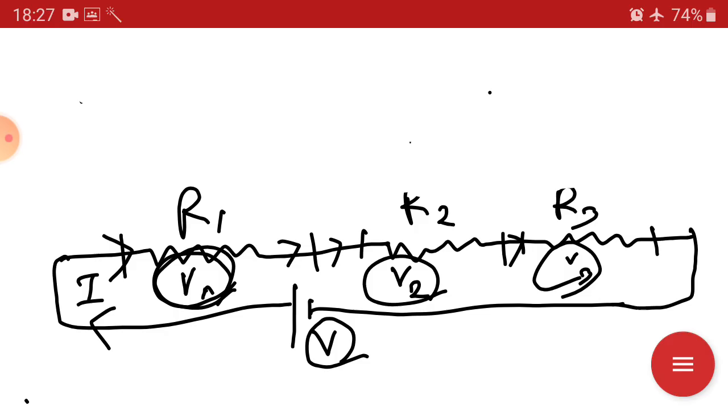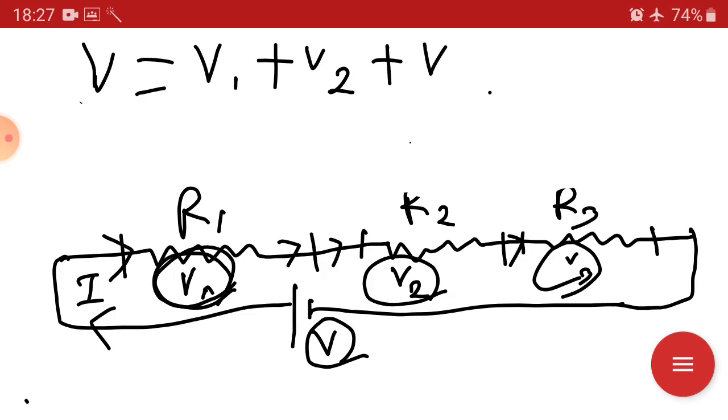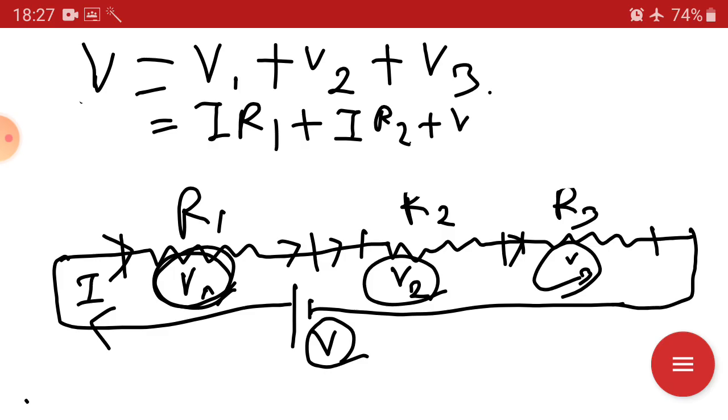So the total potential difference V will be equal to the sum of all three potential differences, V1 plus V2 plus V3. What is V1? V1 is equal to I times R1 from Ohm's law, V2 is equal to I times R2, and V3 is I times R3. The same current I flows through each resistor because it is a single wire. If there is no branching, there will be no division in the current. The same current flows throughout the circuit.